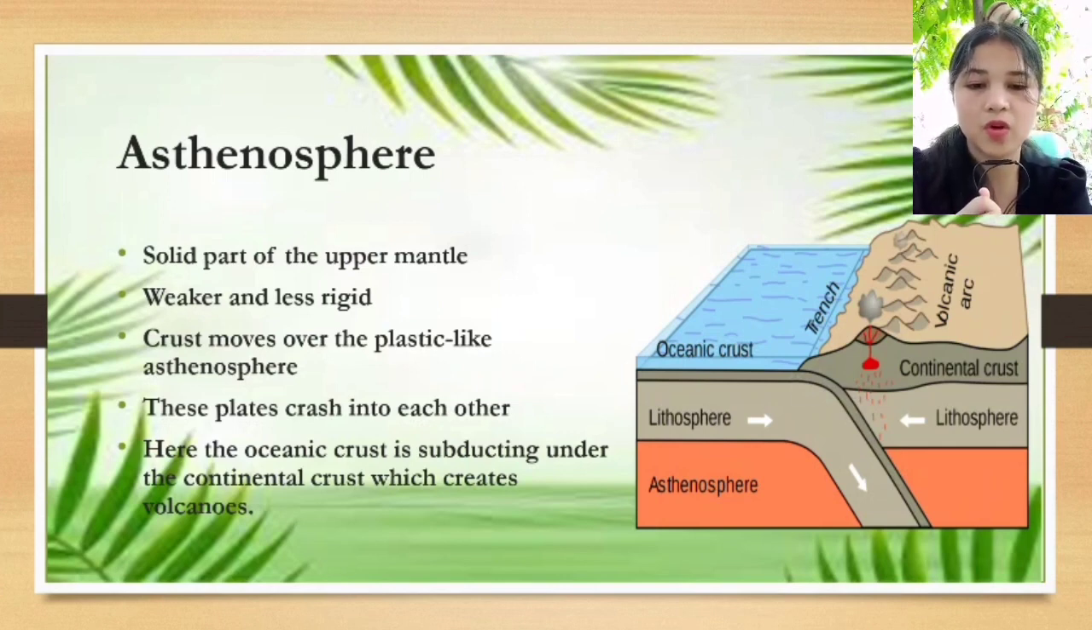The crust moves over the plastic-like asthenosphere. These plates crash into each other. Here, the oceanic crust is subducting under the continental crust, which creates volcanoes.